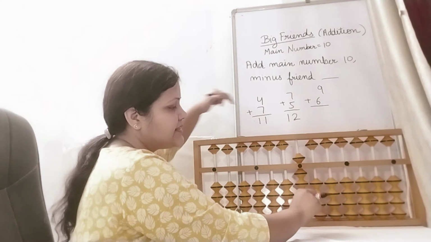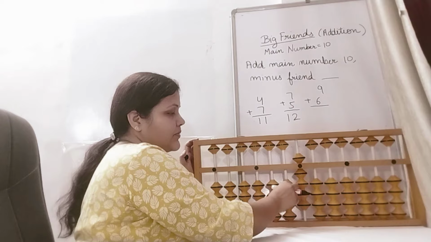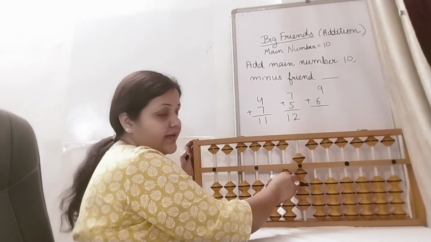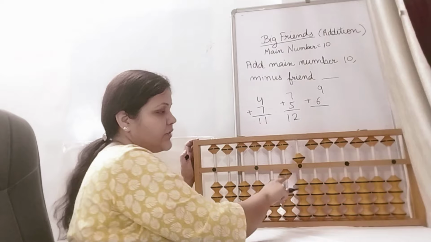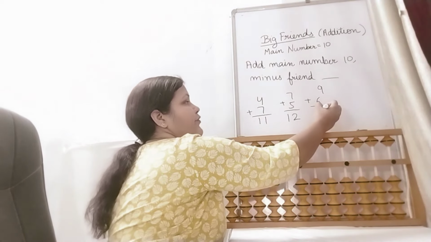Next, 9 plus 6. To add 6, we'll add the main number 10 minus friend of 6, which is 4. So answer becomes 15.